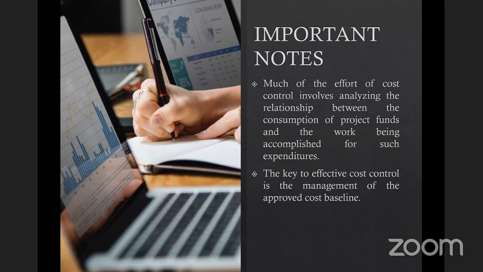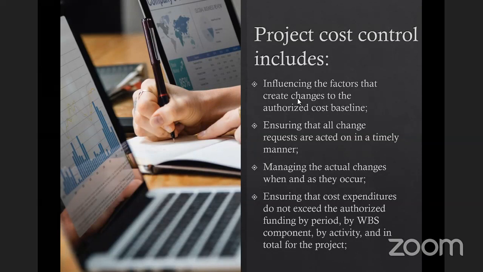So the approved cost baseline is important to monitor the whole cost process from the beginning to the end of the process. Now, project cost control includes influencing the factors that create changes to the authorized cost baseline. So you need factors that could cause changes to the authorized cost baseline. These could include changes in the cost of materials, changes in the cost of labor, and various other factors. So part of project cost control would be influencing those factors.